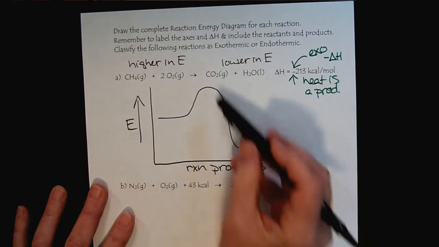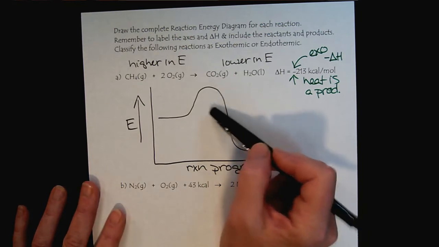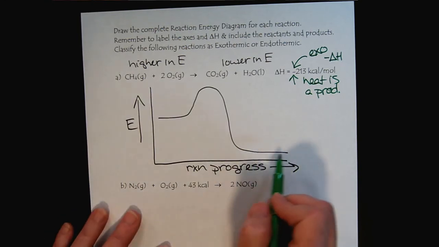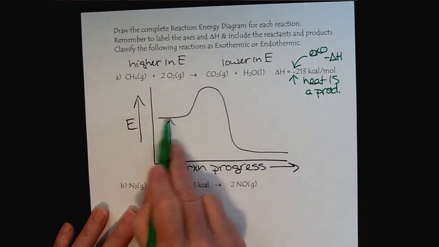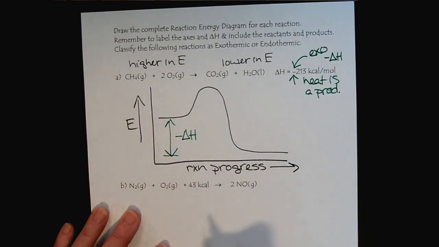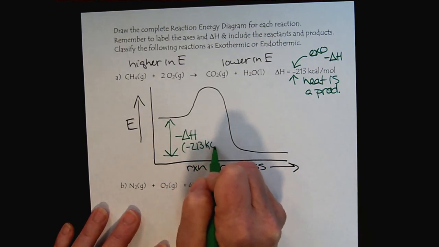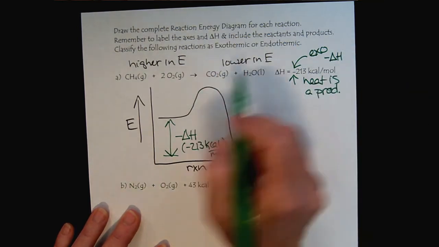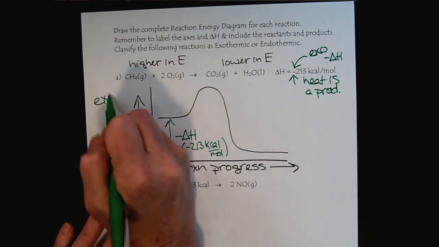If you're wondering about this lump, we will address this in our final video tutorial. So for right now, we'll focus on this part. The enthalpy is the energy difference between the reactants and products. So there's our minus delta H. And in this case, we know it's minus 213 kcals per mole. So we've already labeled this one as exothermic. That will be more explicit.